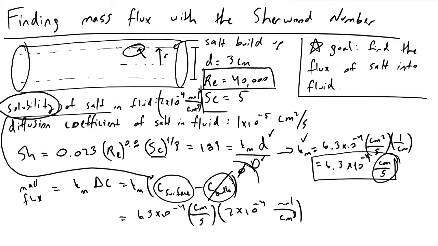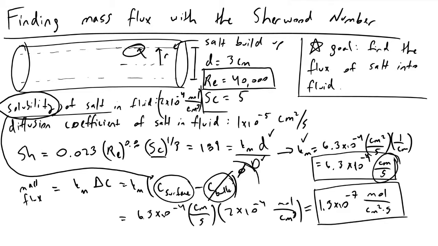Continuing, if we now calculate what our mass flux is, we will find that it has a value of 1.3 times 10 raised to the minus 7 mole per centimeter squared per second. And going back to our definition of mass flux, we know that flux is any quantity per area per time. In this case, we're dealing with moles per area per time, moles per square centimeter per second.